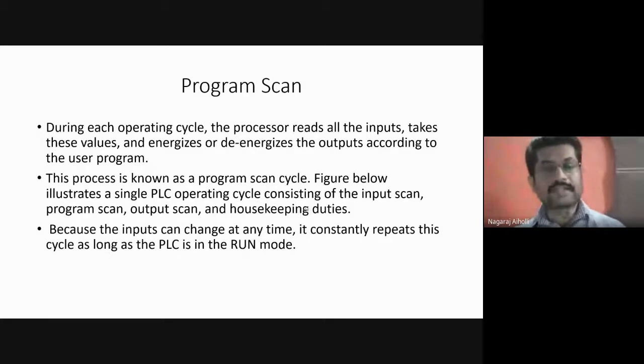The PLC updates the inputs and outputs as long as it is in the run mode. When the PLC is running and performing its controlling process, if there are any changes in the inputs and outputs, they will be reflected and considered for the program scan cycle.